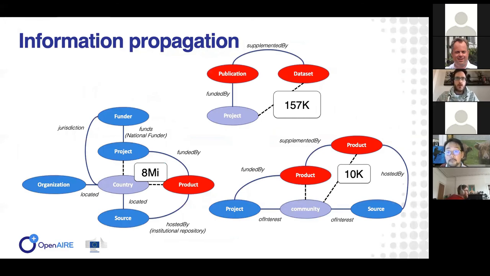Another thing that we do on the raw data we harvest is to apply some kind of information propagation. Here the intuition is that there are certain logic chains that can be applied to data. So if certain conditions are met, then you can infer certain other links and relations between entities. For example, if a publication has been funded by a project and the publication is linked to a data set, because the data set is provided by the publication, then the data set is also linked to the very same project.